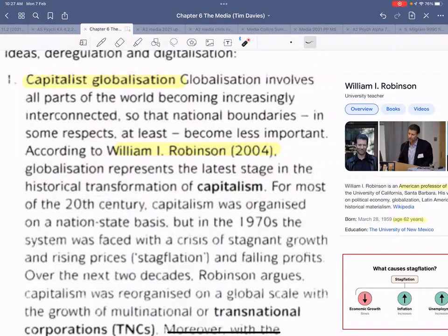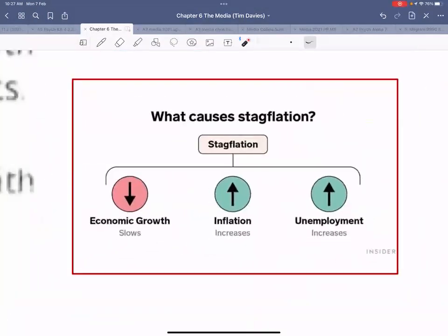For most of the 20th century, capitalism was organized on a nation-state basis. But in the 1970s, the system was faced with a crisis of stagnant growth and rising prices and falling profits. So, 1970s, it was seen that, bhaijan, aapke paas economy grow hi nahi kar rahi, right? Stagnant growth, yeah, there's this term over here, stagflation. Now, what exactly is stagflation?